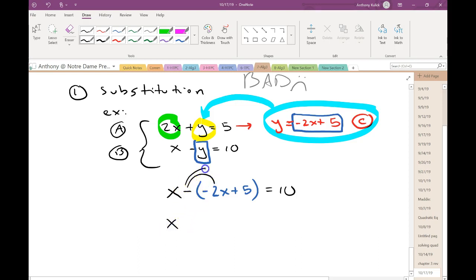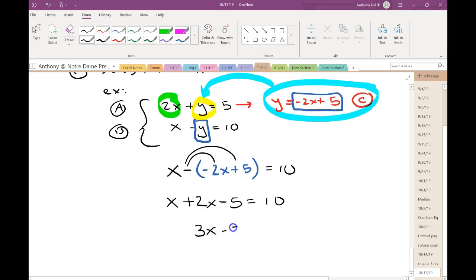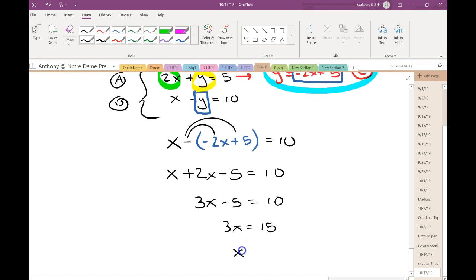So to solve this, I'm going to go ahead and distribute that negative. And then I'll combine my like terms. And then we'll add 5 to both sides. And then divide both sides by 3. And we've got one of our, or half of our answer, right?